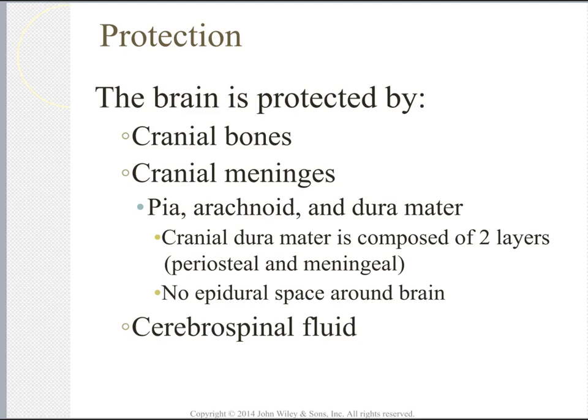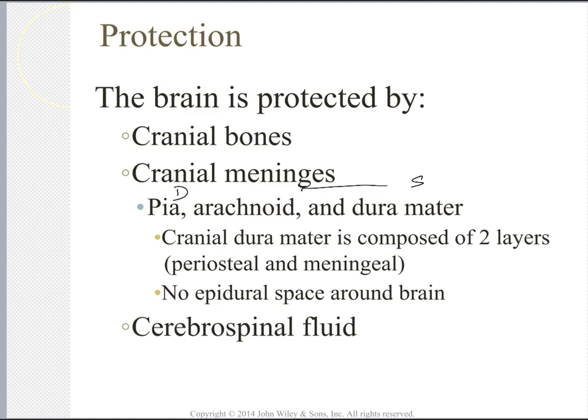Then we get the connective tissue, the cranial meninges. Now, a little bit different from spinal meninges. The layers are the same, but the spaces are different. So we have the pia mater, the arachnoid mater, and the dura mater. And again, if we go from superficial to deep, the pia mater is what is physically fused onto the brain matter, the cortex of the cerebrum.